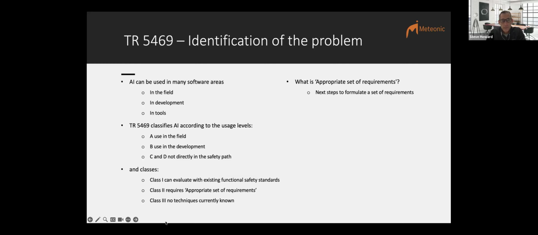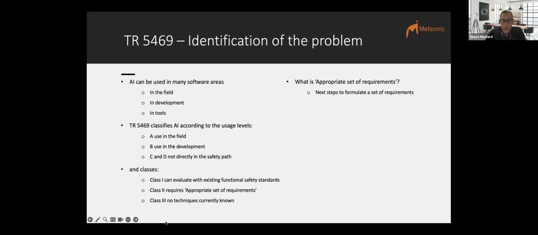It's reducing the risk. And finally, there's also the use of AI in the tools. And if we use AI in the tooling as part of the development, but not actually producing the code that's then used or anything that's used actually on the system, this is now the third level of risk. So this is the lowest level of risk in terms of the safety path. And so those different levels are then given classifications according to usage levels. So level A would be use in the field, level B is use in development, and C and D are theoretically not involved in the safety path because the tools themselves are helping decide what goes onto the system, but they're not going onto the system that's actually running.